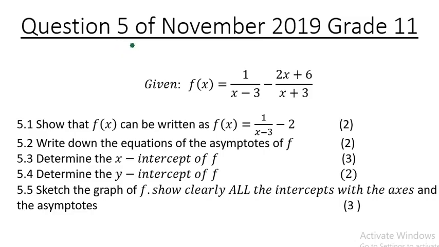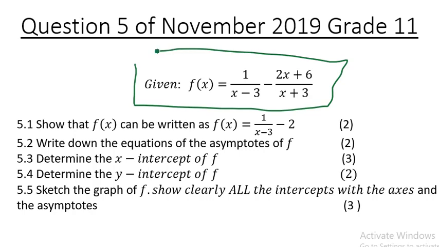Question 5 of November 2019, grade 11. Hi everyone, today we are looking at the previous question. We are given this function f of x. So 5.1 says: show that f of x can be written as f of x is equal to 1 over x minus 3 minus 2. From this we need to show that we can get this one. Let's look into it.